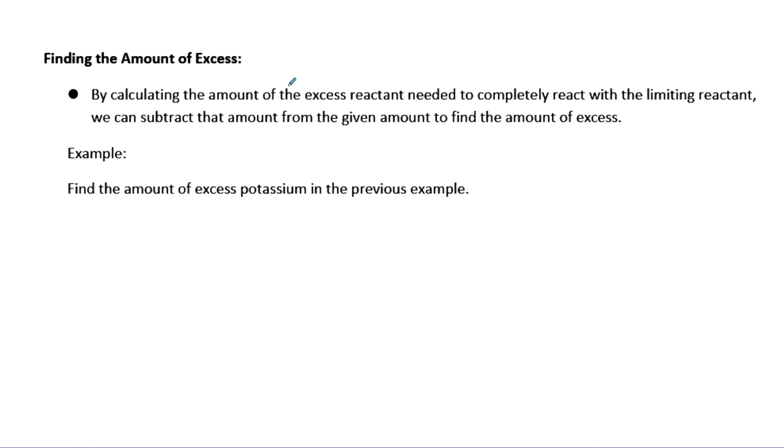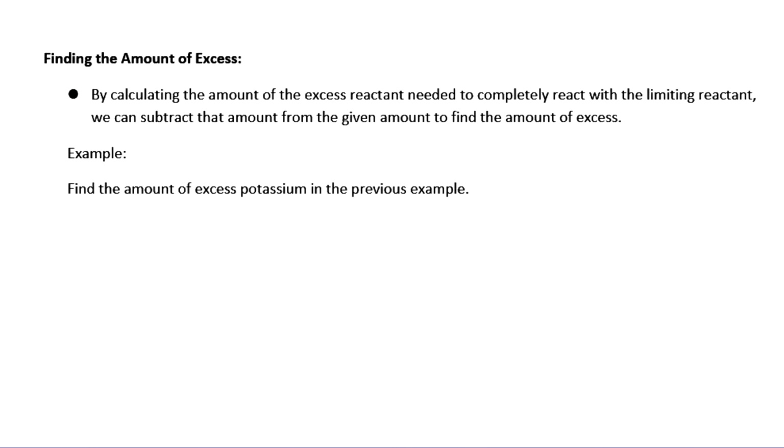So when that happens, one reactant's gone, and of the other reactant there's a little bit left over. That one's called the excess reactant. We're actually going to figure out how much of that excess reactant is left behind once the reaction's done. So how much of it could you actually find in, say, your beaker or test tube afterwards?